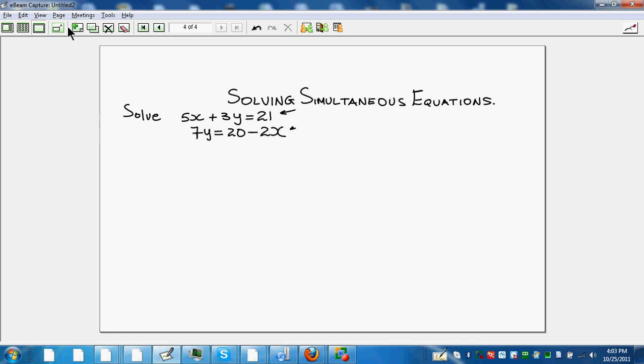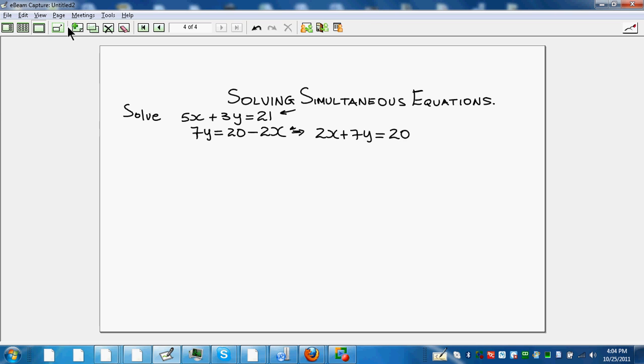So this equation here, instead of 7y equal to 20 minus 2x, we could express in the same way as the one on the top by adding 2x on both sides of that equation. So if we add 2x on the right hand side, we'll get 20. And if we add 2x on the left hand side, we'll get 2x plus 7y equal to 20, which is in the form of the first equation. So this could be expressed as 2x plus 7y equal to 20.